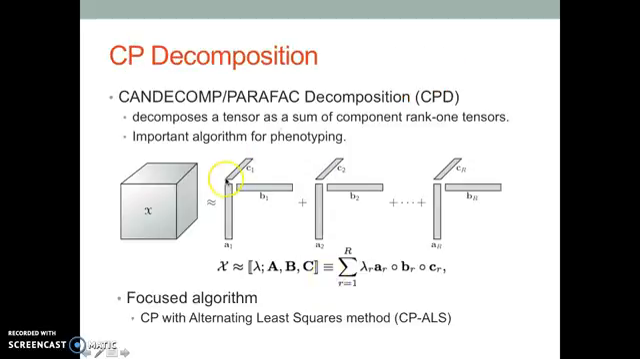So CP decomposition decomposes a tensor as a sum of component rank-1 tensors, and we use R to represent the rank here. CPD is an important algorithm for phenotyping. The algorithm we used here is CP-ALS.